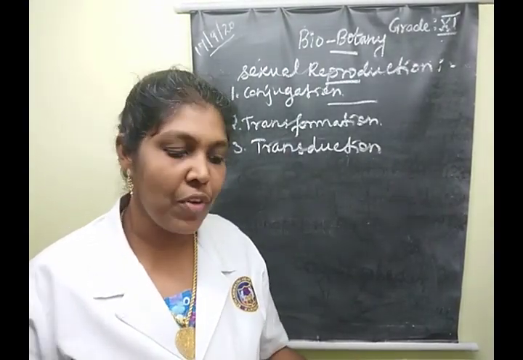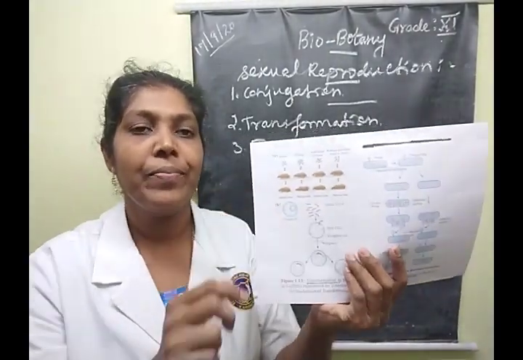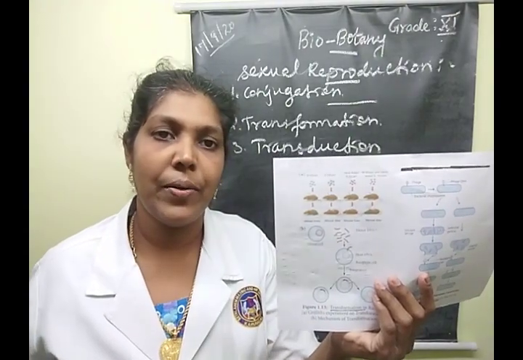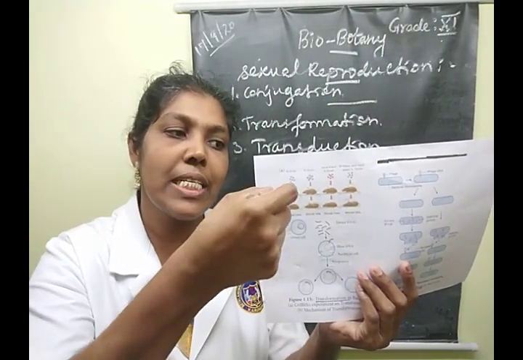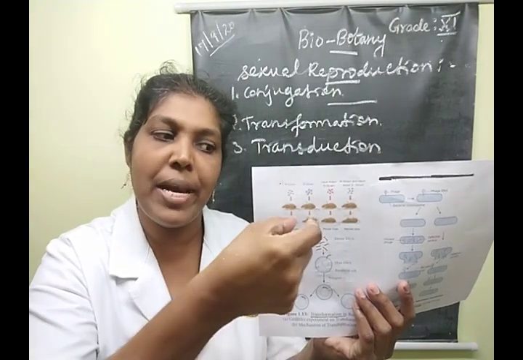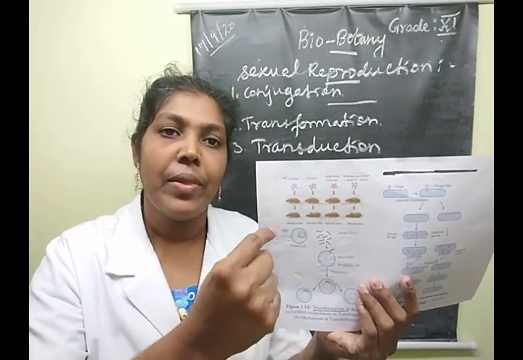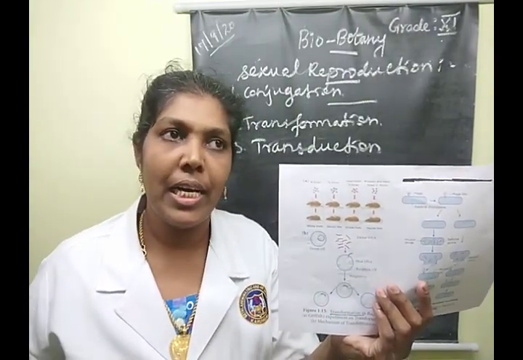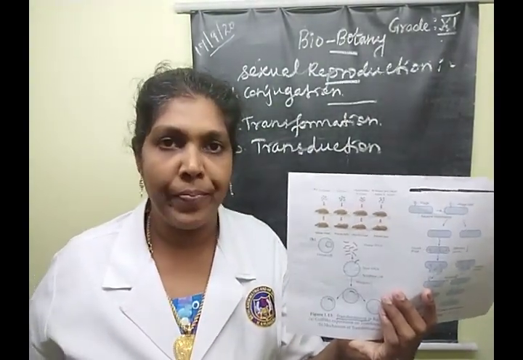Clear? This transformation is one of the experiments. This transformation experiment was demonstrated by a bacteriologist named Frederick Griffith. That person demonstrated this experiment using mice as the host organism. Clear? Yes. Good. He did this experiment in the year 1928. He used the bacterial species Diplococcus pneumoniae. This is just the introduction section.